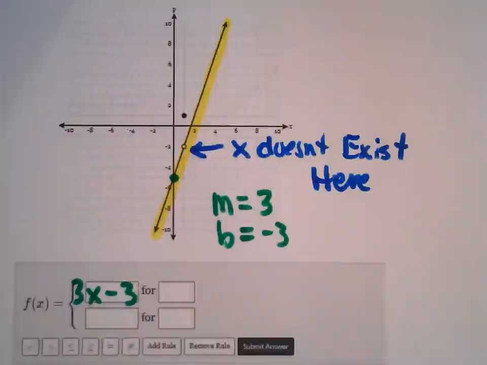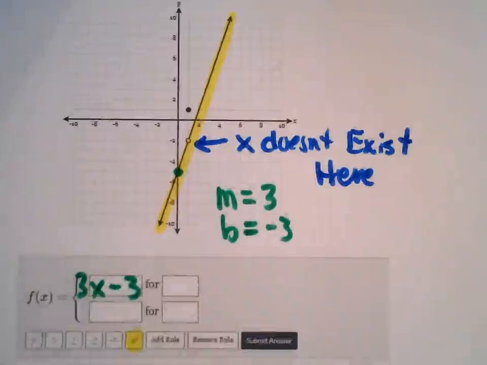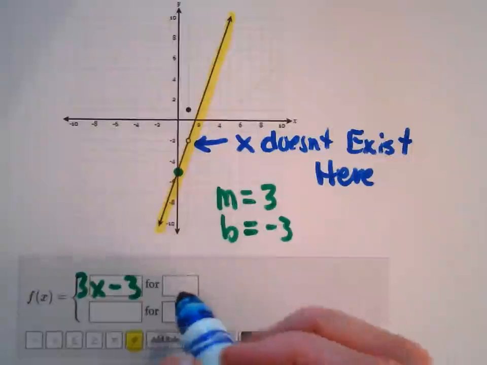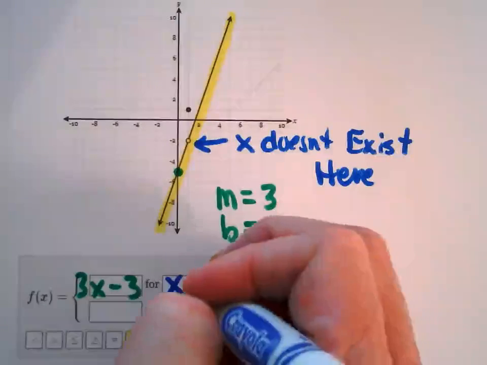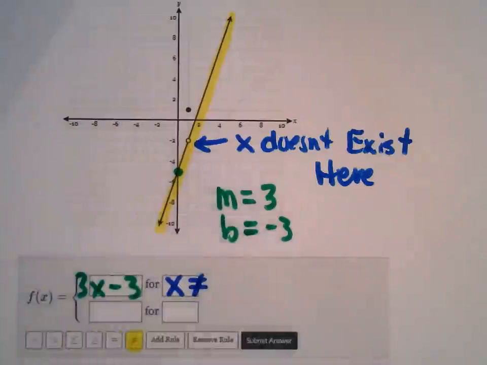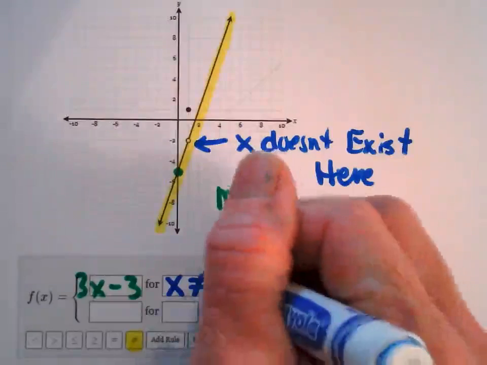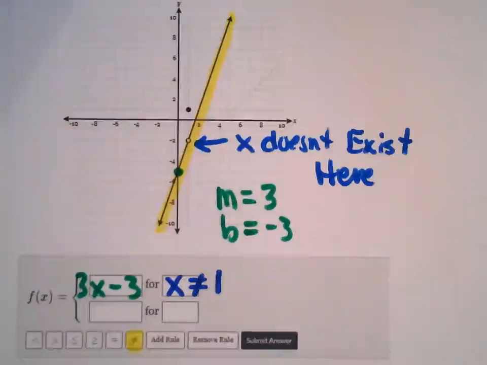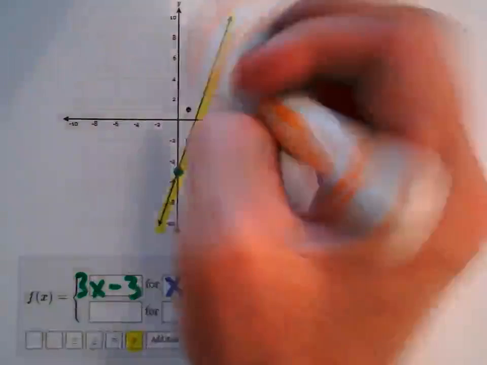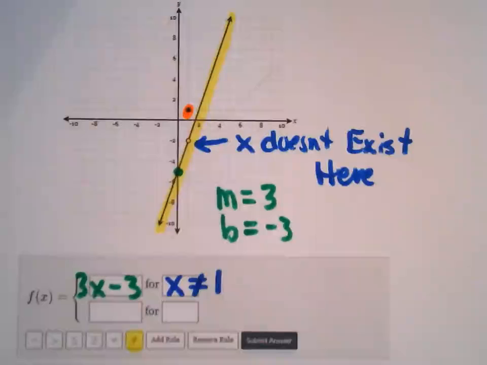Now this is one of those times where you're going to use the not equal sign. So our restriction for this, x will not equal, well, what is the x value? It's right there at 1. So we'll put x is not equal to 1. Which brings us to that dot. And it's just a dot.